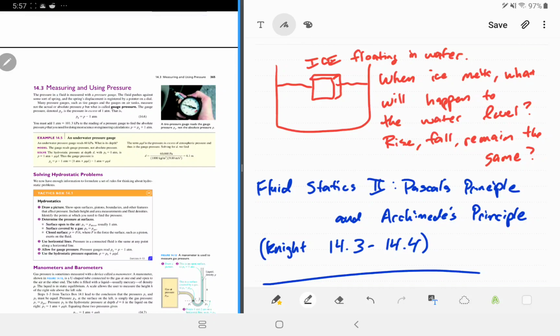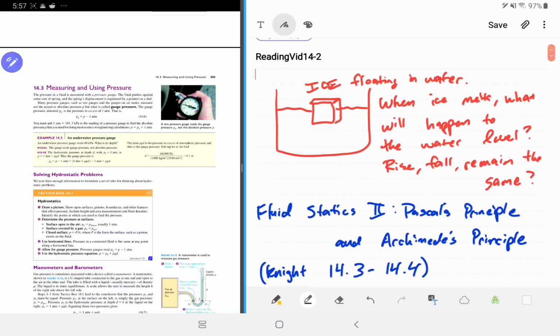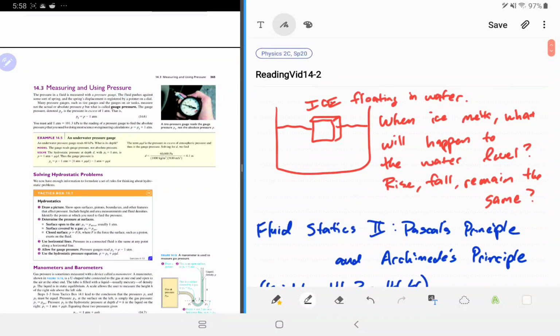Hello everyone, this is the second video on fluid statics. So the main problem we want to answer by the end of the video is in red right here. Imagine we had an ice cube floating in water, and we want to be able to answer the question: when the ice cube melts, what will happen to the water level? Should it rise, fall, or remain the same? To answer that, we're going to need an equation for buoyancy and then see how it plays into that problem.